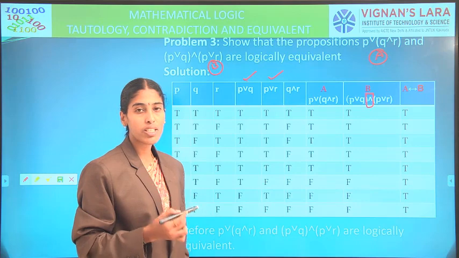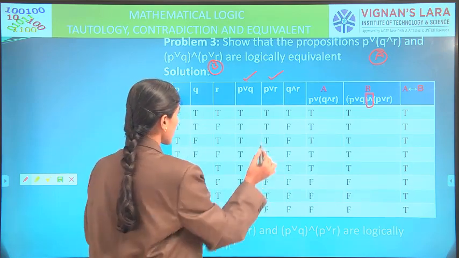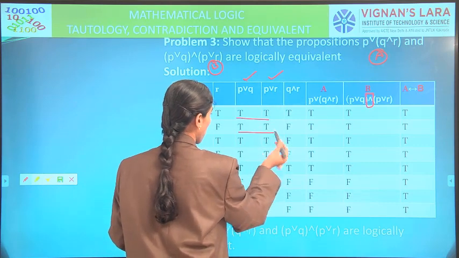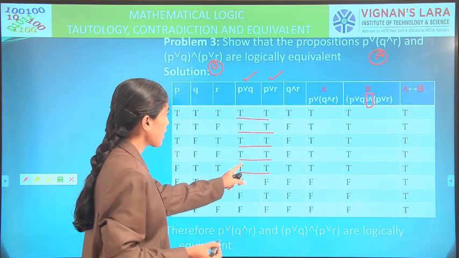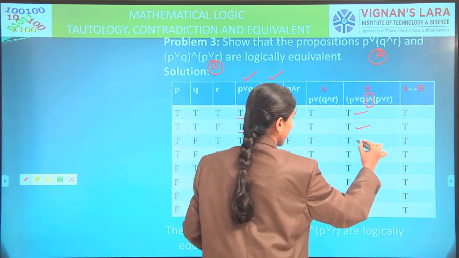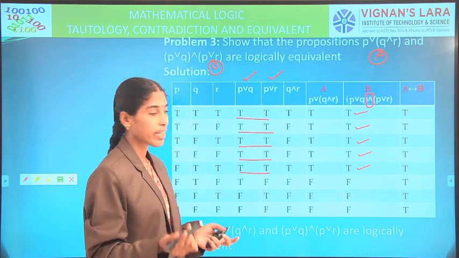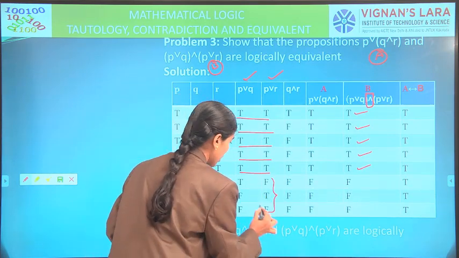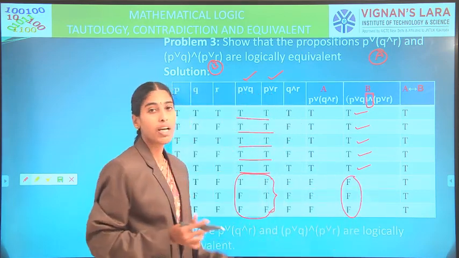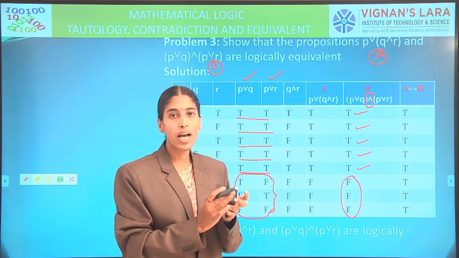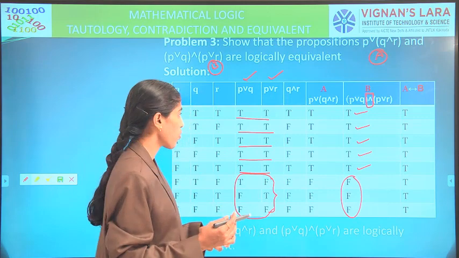conjunction. In conjunction table only when both are true, it is true. Both are true case, it is true. Again both are true. First 5 cases both are true, so result is true. If any one is false, then the conjunction table result is false. In these three cases, result is false. Right. We find out the first proposition truth value. Similarly, second proposition truth values for all the possible combinations of truth values.